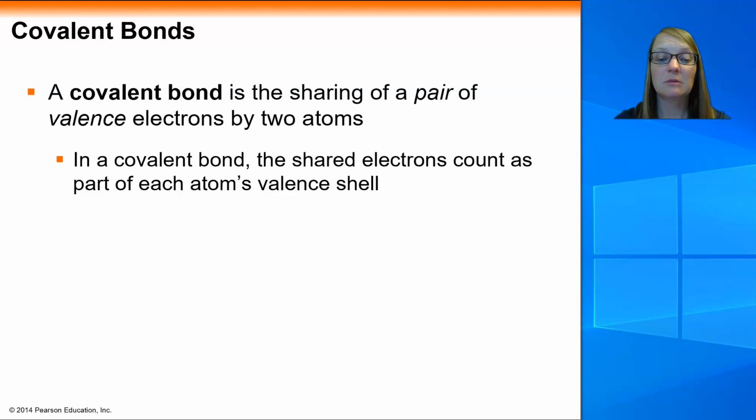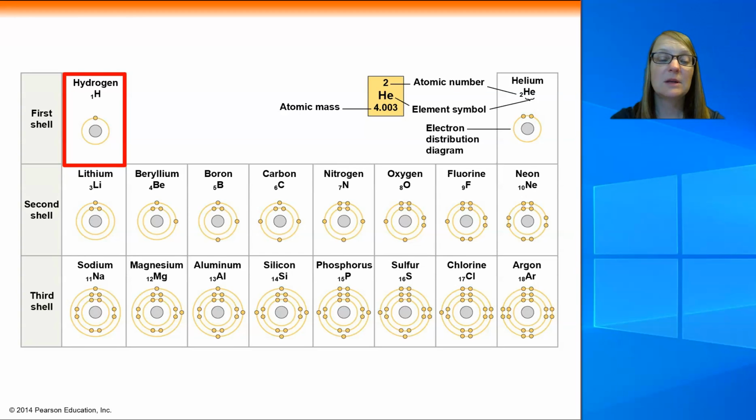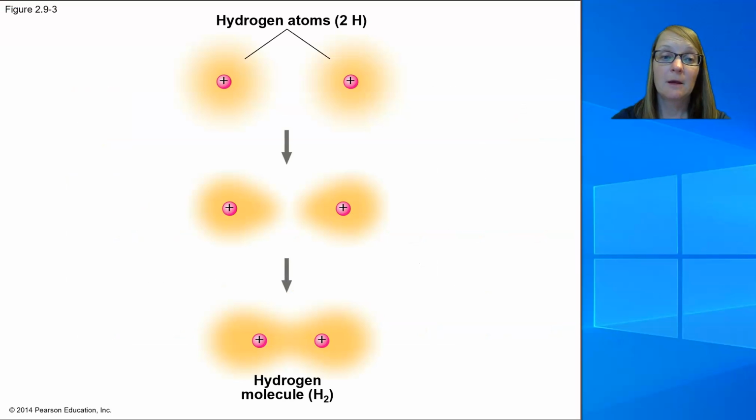Let's take a look at a really simple example. The example we're going to use here is a covalent bond forming between two atoms of hydrogen. So if we're looking at hydrogen, remember hydrogen is the first atom on the periodic table. It has one proton. To be neutral, it needs to have one electron. And so it's got one electron in that first shell, but that first shell can fit two electrons. And so hydrogen does not have a full valence shell, but it would like to have a full valence shell.